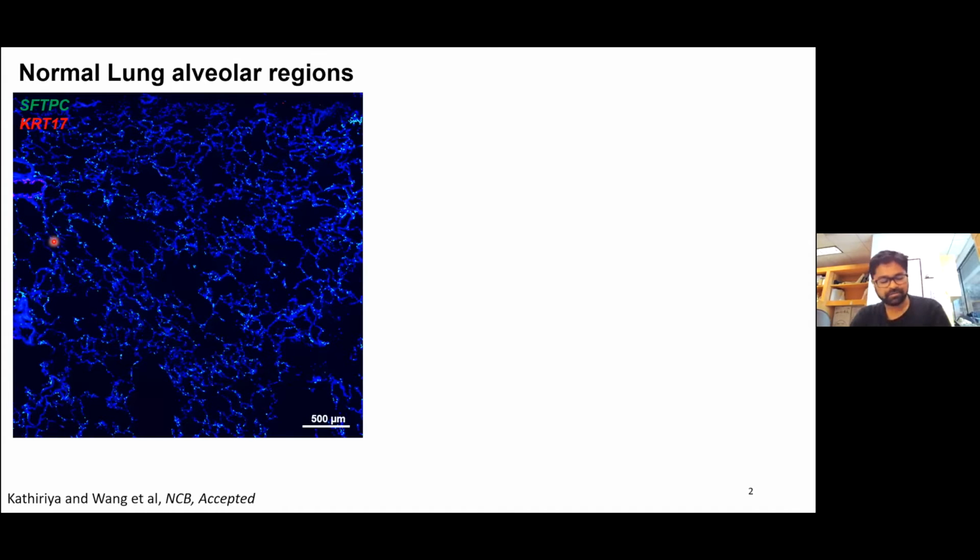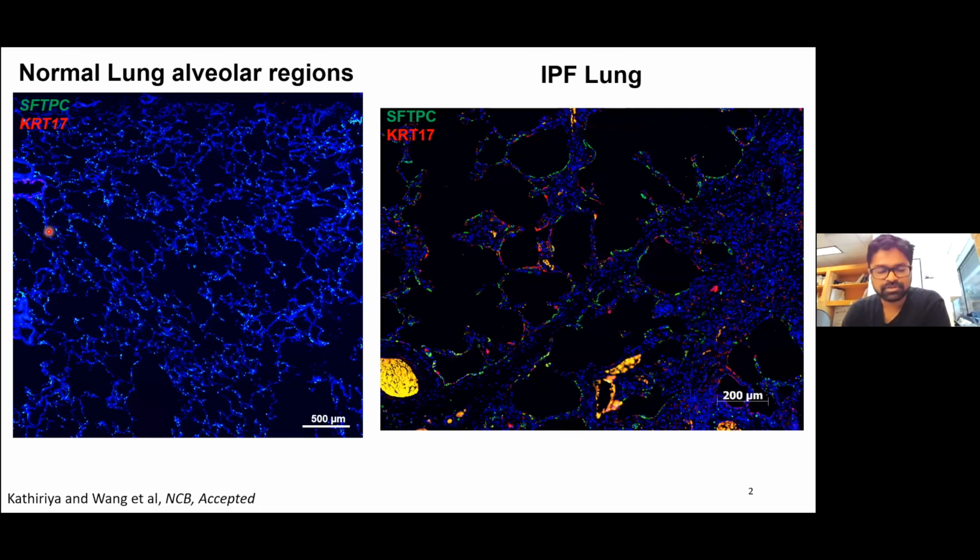But in the case of a fibrotic lung, IPF lung especially, the anatomy is quite distinct in the sense that there is a lot of alveolar structure replaced by fibrotic lesions, but also general destruction of what an alveolus should look like. And there is a general reduction of SFTPC positive type 2 cells and quite a few K17 positive or K5 positive basal cells that come up in these alveolar regions of an IPF lung.